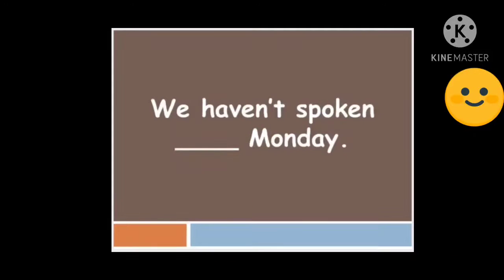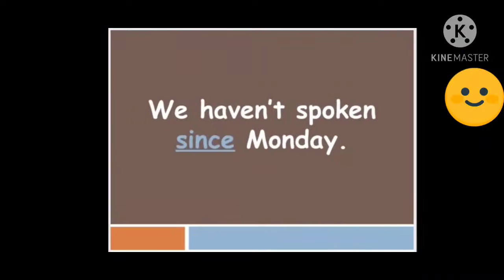We haven't spoken dash Monday. Usually before the days of the week, Monday, Tuesday, Wednesday, Thursday, and before the time periods or phrases 2 o'clock, 10 o'clock, 5 o'clock, okay, and morning, afternoon, evening, if this kind of phrase are given at the end, we usually make use of since Monday, since Thursday, since last week, since this morning. So here since is the correct or suitable preposition. So we haven't spoken since Monday.